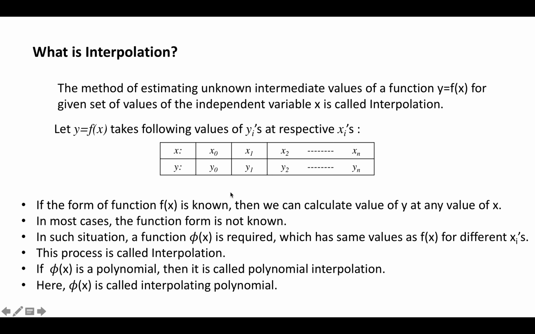So what is phi(x)? It satisfies the condition that it will give you y0 at x0, it will give you y1 at x1, and so on, it will give you yn at xn, but in between it may have a different value as compared to that of f(x). So this is an approximation.